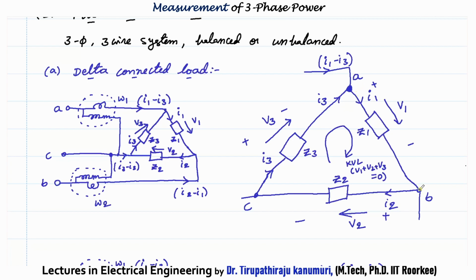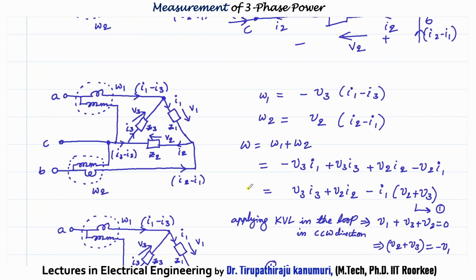Similar is the case when you apply the KCL at this node. Here the current is I1, so what will be this current? This current will be I2 minus I1. Similarly, at this node you can calculate, because this is my value of I2, this will be I3 minus I2. These are the currents. With these basics I am proceeding further.